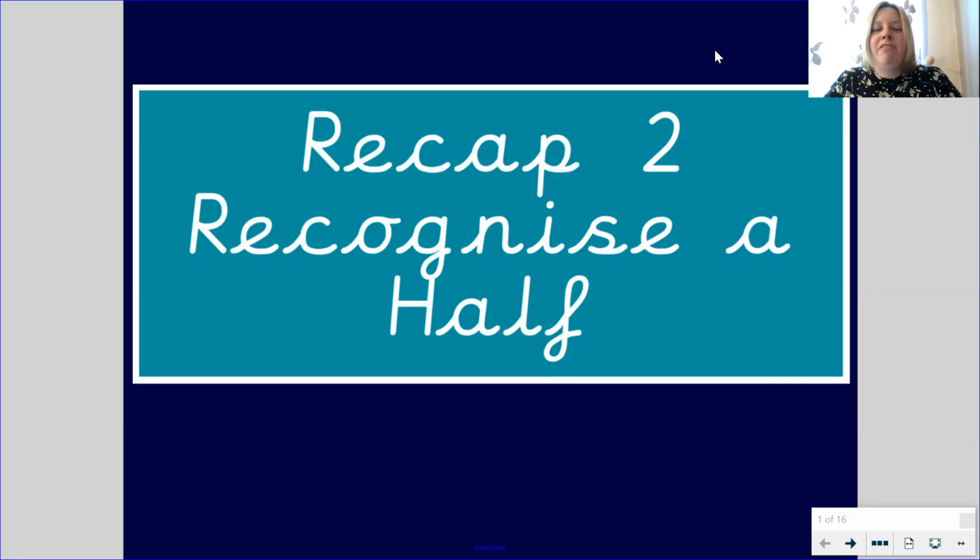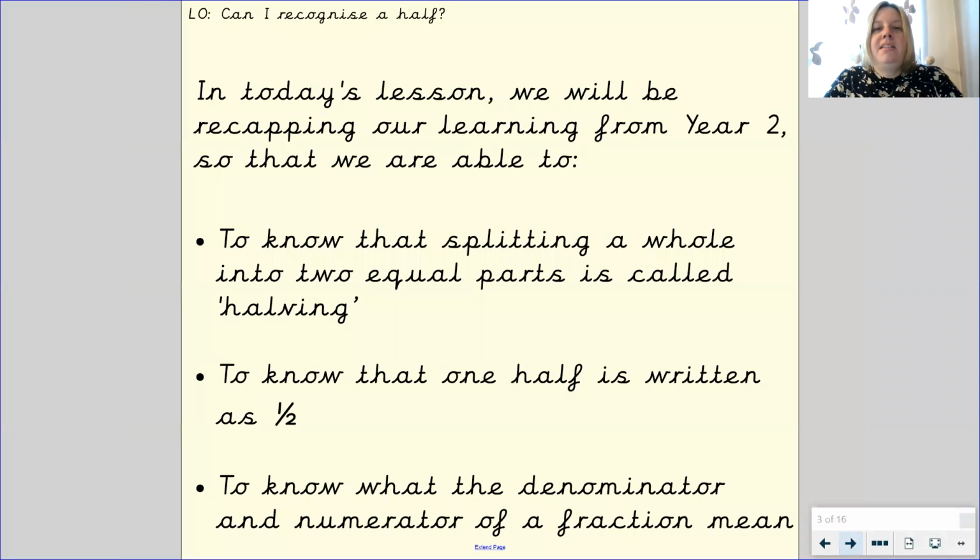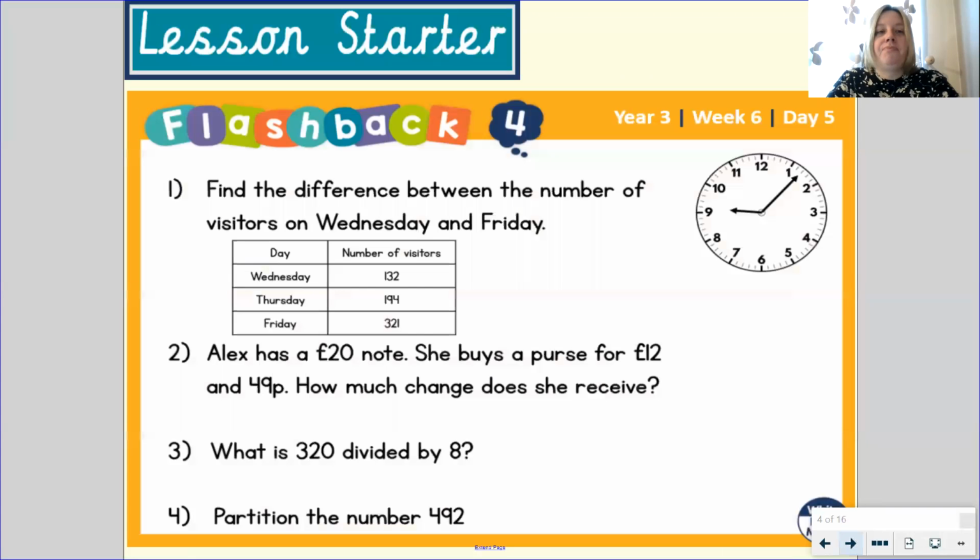Today we are going to be recapping on halves. Our learning objective is, can I recognise a half? In today's lesson, we will be recapping our learning from year 2 so that we are able to know that splitting a whole into two equal parts is called halving. To know that 1/2 is written as half. To know what the denominator and numerator of a fraction mean.